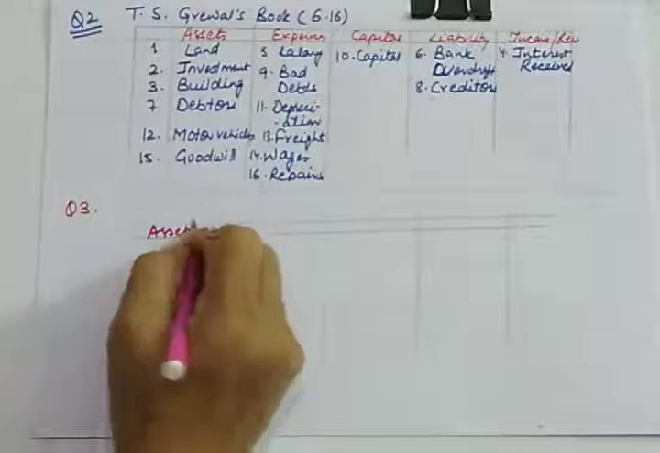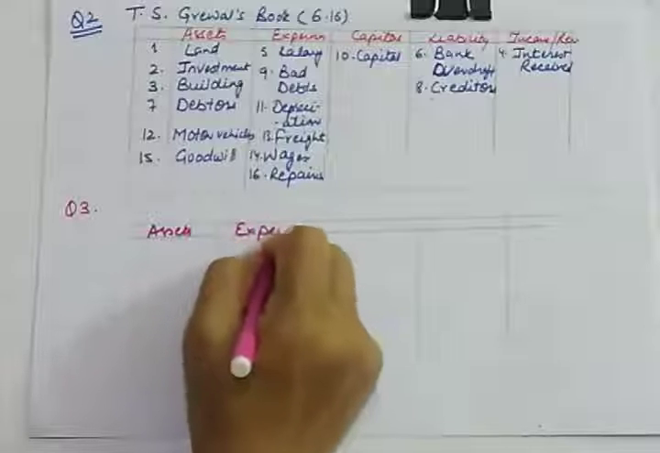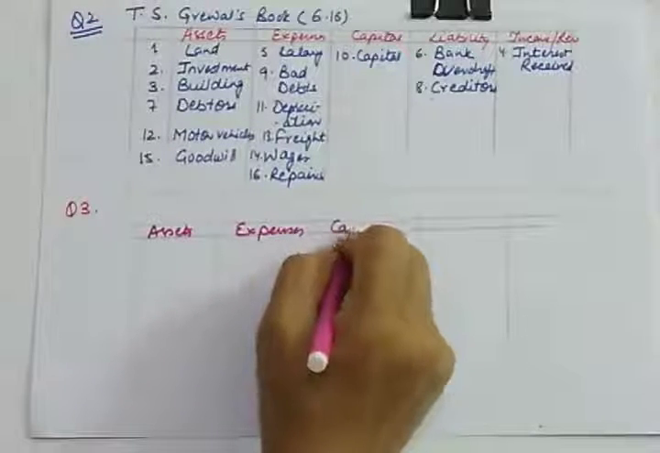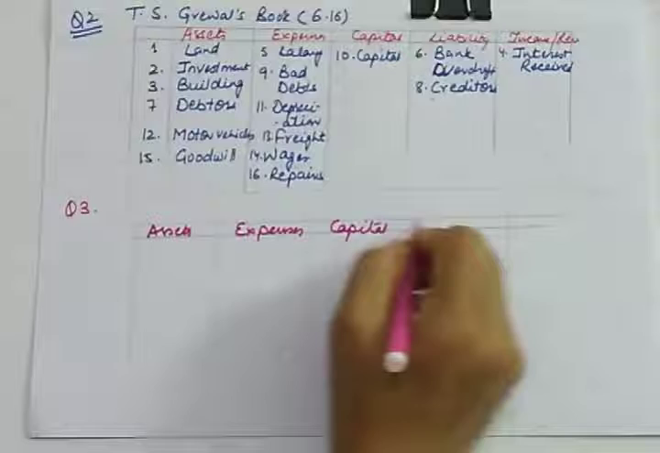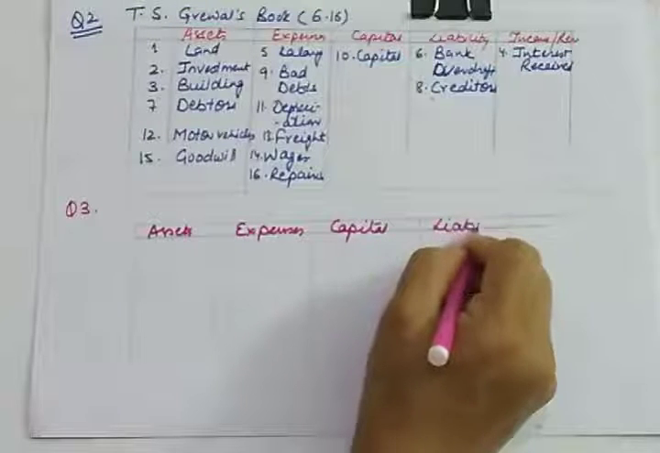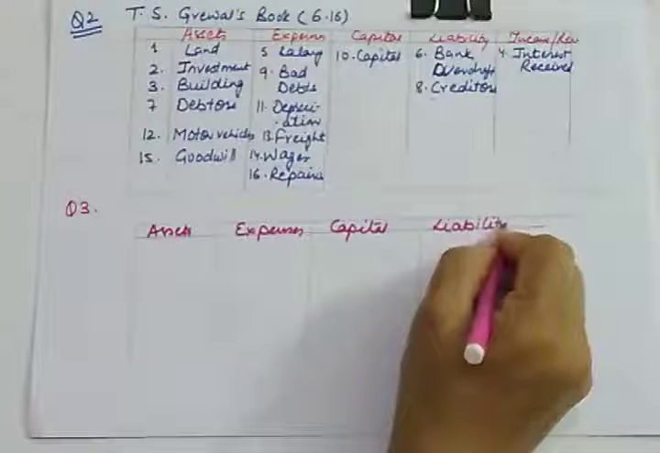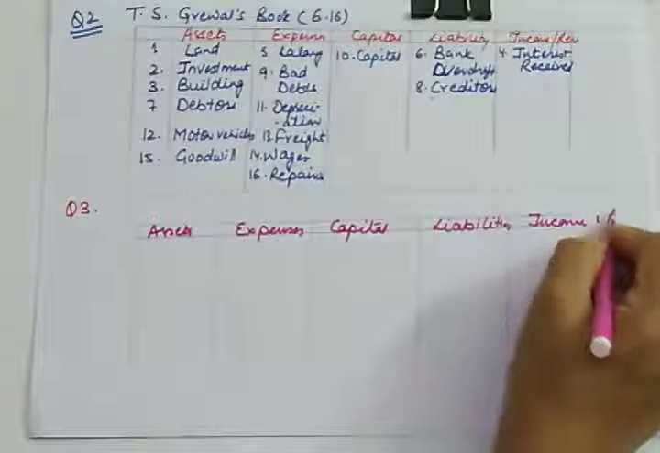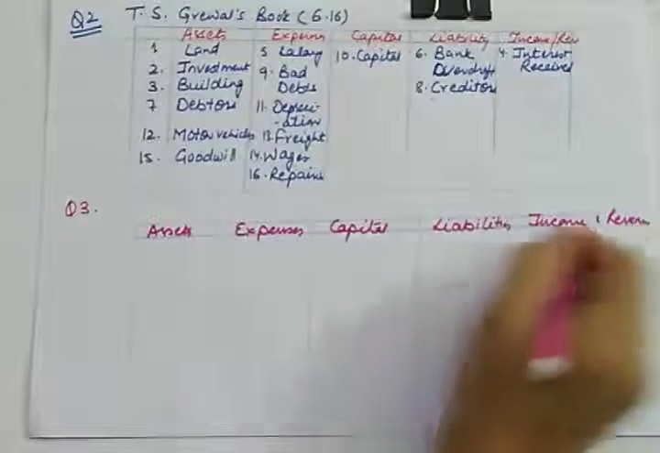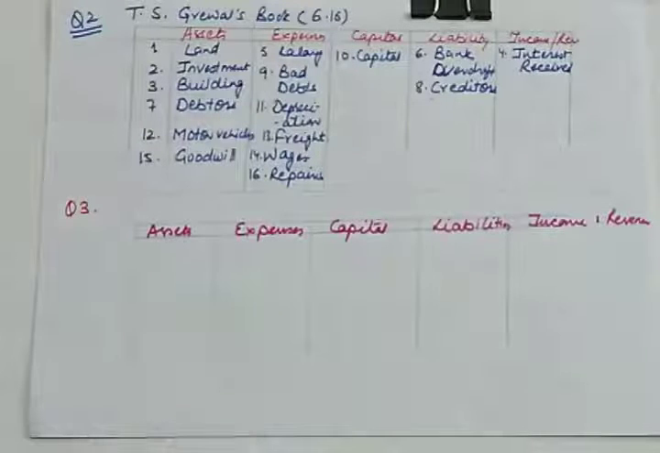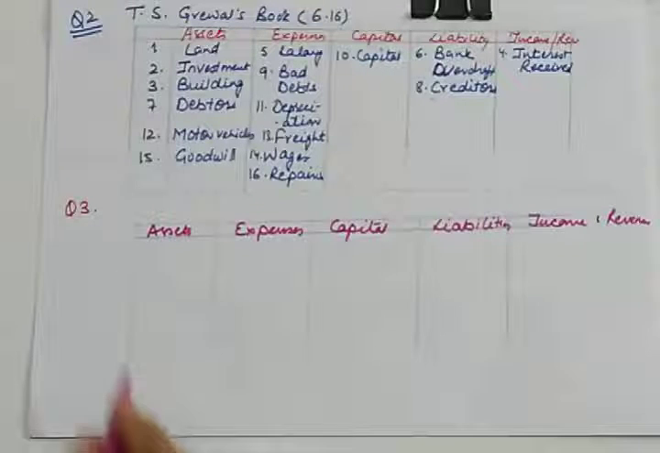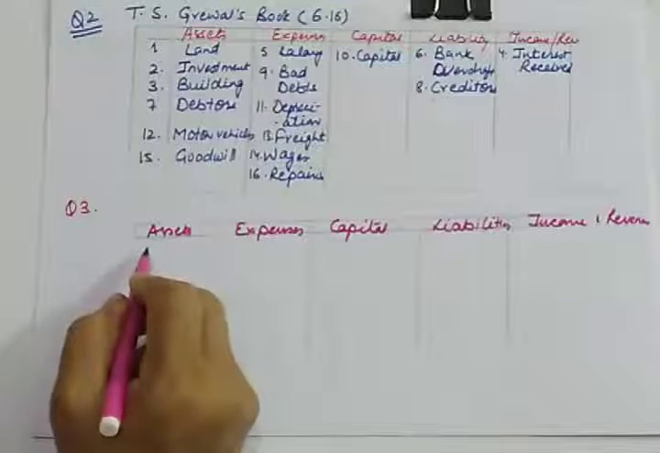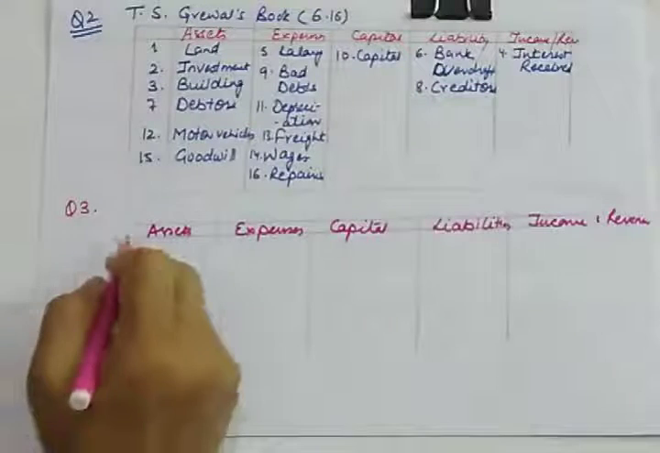Assets, expenses, then capital, liabilities and income and revenues. So the first is plant and machinery, which is given to you. So plant and machinery will come under assets.